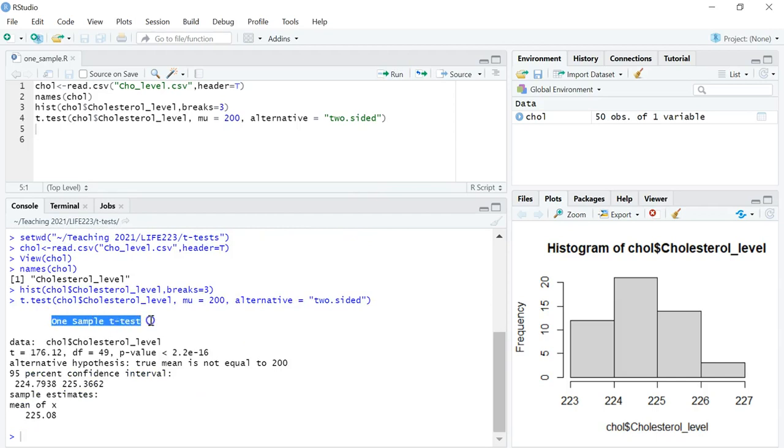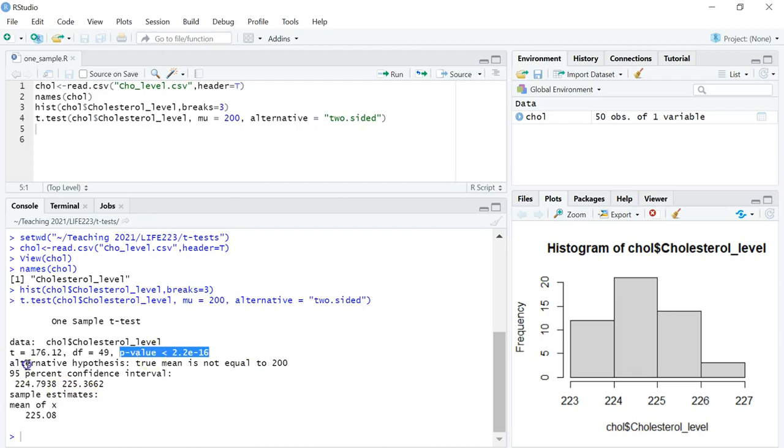R has given me the one sample t-test. The data that it's used is that cholesterol level in that cholesterol column, and it's now giving me the important information that I need to be able to report this test statistic. So we've got the t result here, the t statistic for the t-test. We've got the degrees of freedom, which you also need to report, and you have the p-value here as well. It's given this to you in standard form. However, we never normally report this in standard form. Because this is 2.2 times 10 to the minus 16, this is a very small number, so we would instead report this as p is less than 0.001.